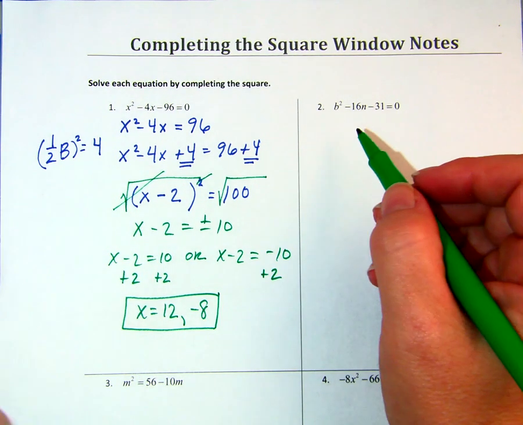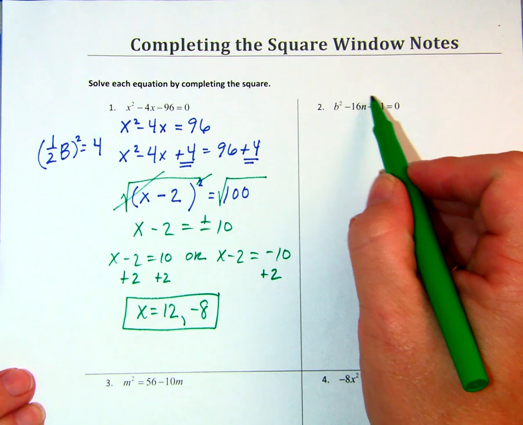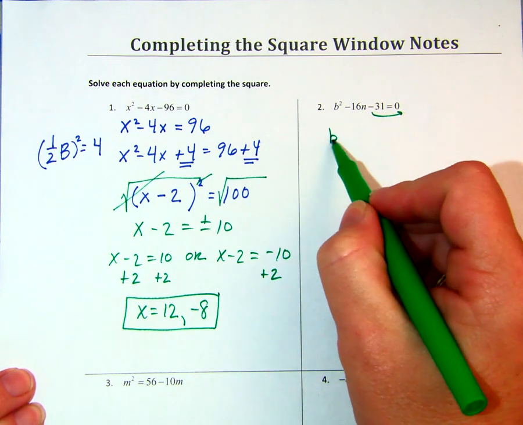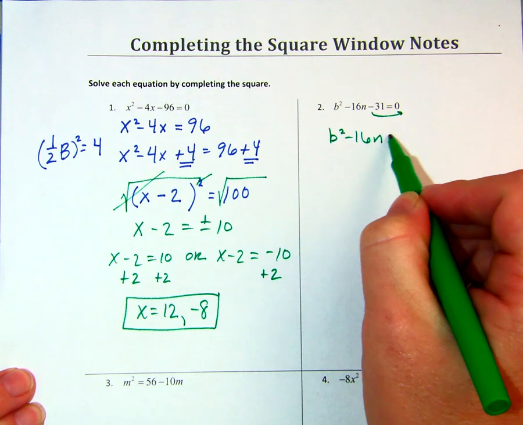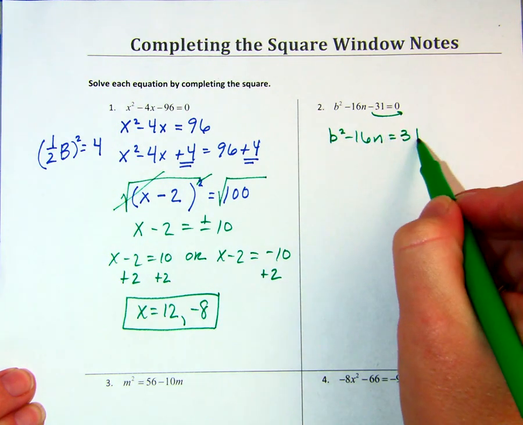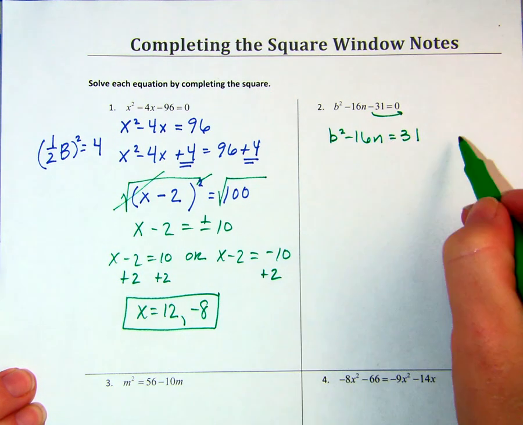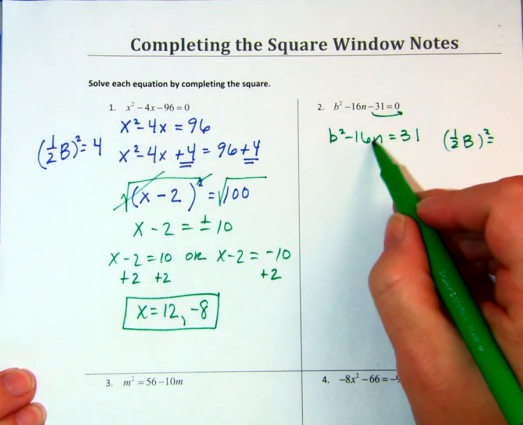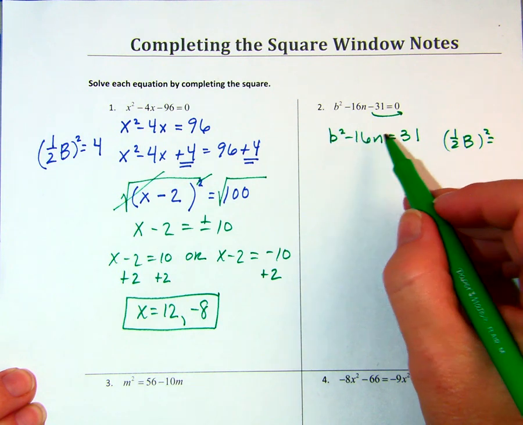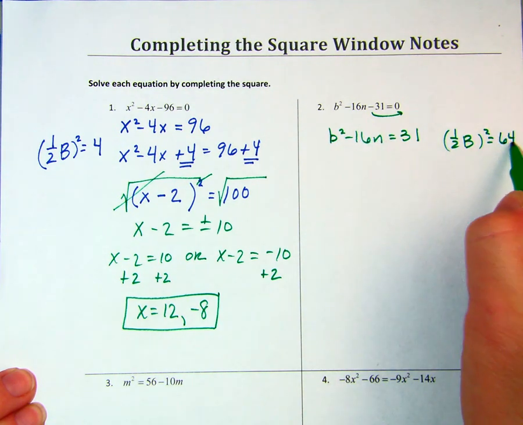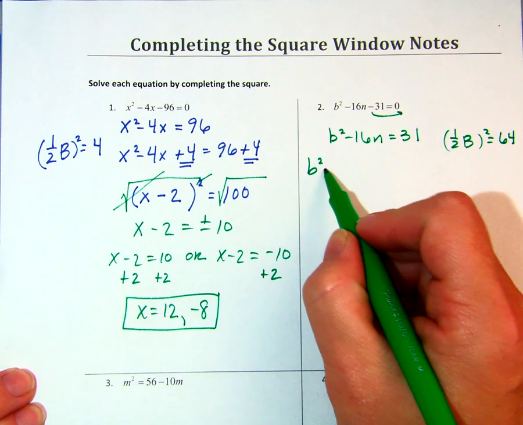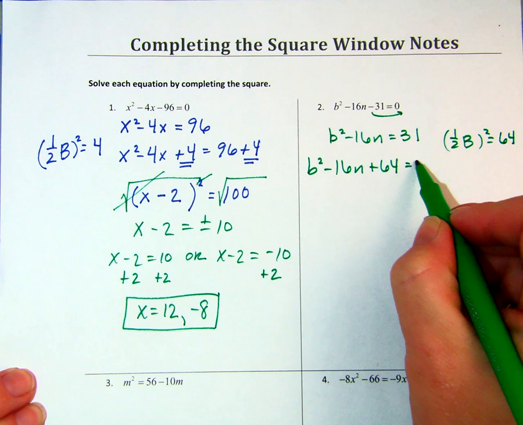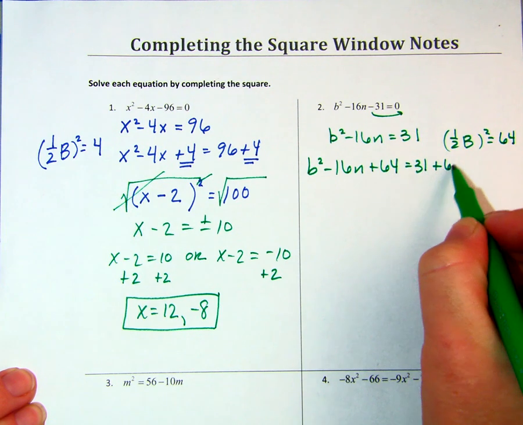For the next problem, number 2, I need to move the 31 to the other side. That gives me b squared minus 16b equals 31. Half of b, half of this is negative 8, squared is 64. b squared minus 16b plus 64 equals 31 plus 64.